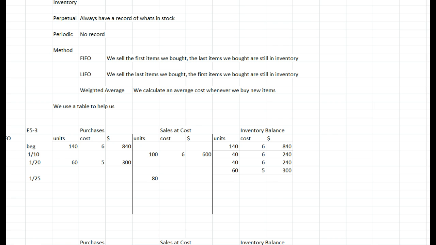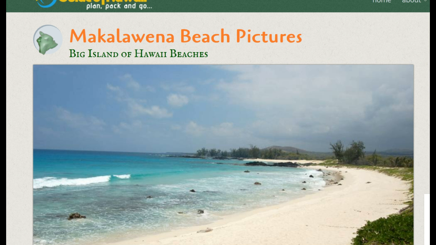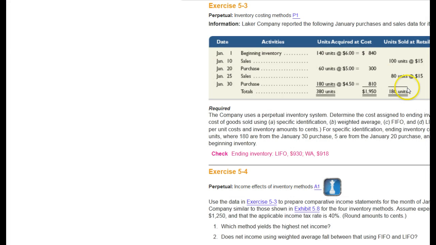So we're going to start off by taking a look at exercise 5.3 on page 241 in the text. Okay, so here's an example. This is the Laker Company, and this is for January. So they started out with 140 units that cost $6 a piece. And then they sold 100 of those at 15 bucks.